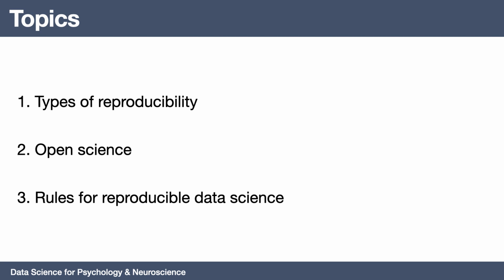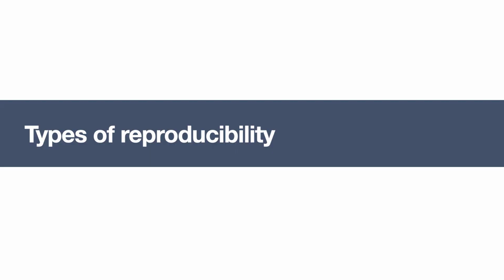Today's lecture is going to focus on three major topics. First, the types of reproducibility. Second, open science. Third, rules for reproducible data science. Let's start at the beginning. Let's start talking about reproducibility.